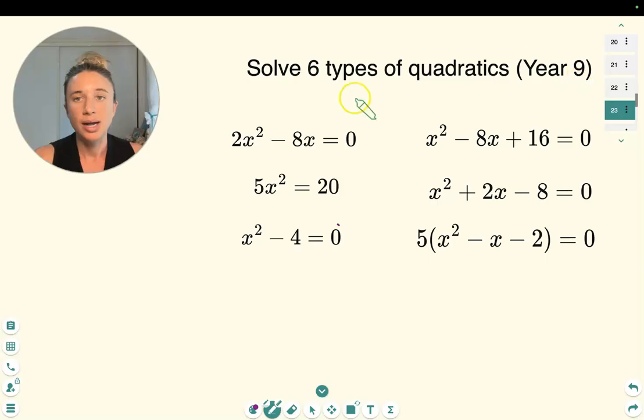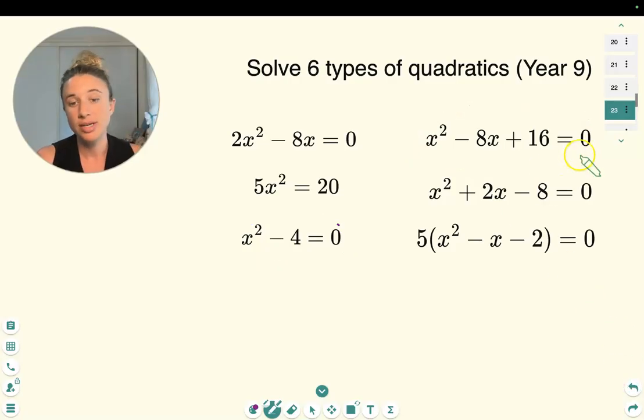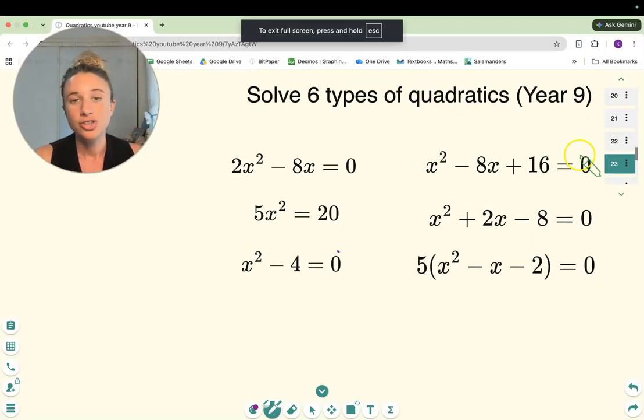But in the next video, we're going to look at solving quite a few different types of quadratics, and I will show you how to solve these perfect squares. So this one is difference of two squares, and this one is perfect squares. So I'll cover actually solving these types of equations in the next video, okay? So I will see you then.